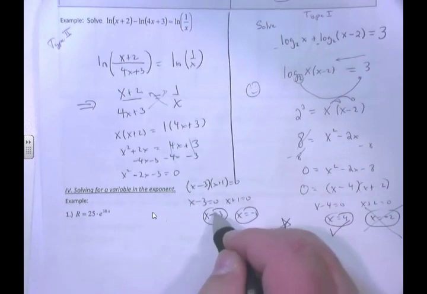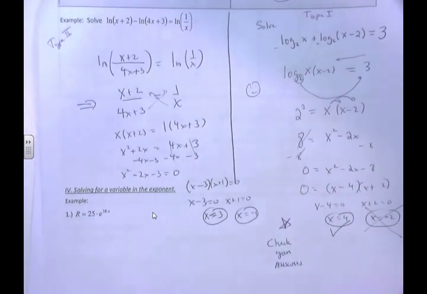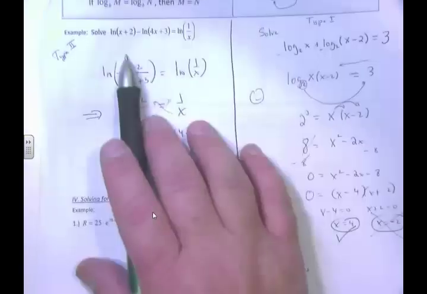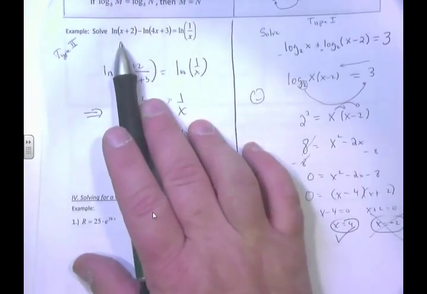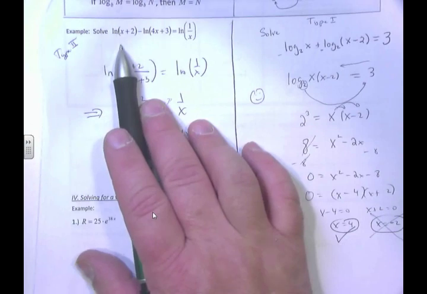Now, here's the deal. Are you done with this problem? No. You are not done with this problem. It's a log equation. You've got to check your answers. So, check 3: go to the original equation and plug in 3. You're not checking to see if it's right. You're checking to make sure you're not taking a log of a negative number, which violates the rules of math.